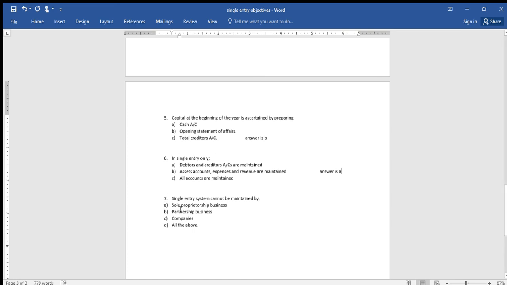Then the last question, single entry system cannot be maintained by: A, sole proprietorship business; B, partnership; C, company; D, all the above. The answer is company. Single entry system cannot be maintained by companies because they are required to prepare financial statements, and there is no way they can prepare them when they have incomplete records. So single entry is mainly for sole proprietorship and partnership businesses.